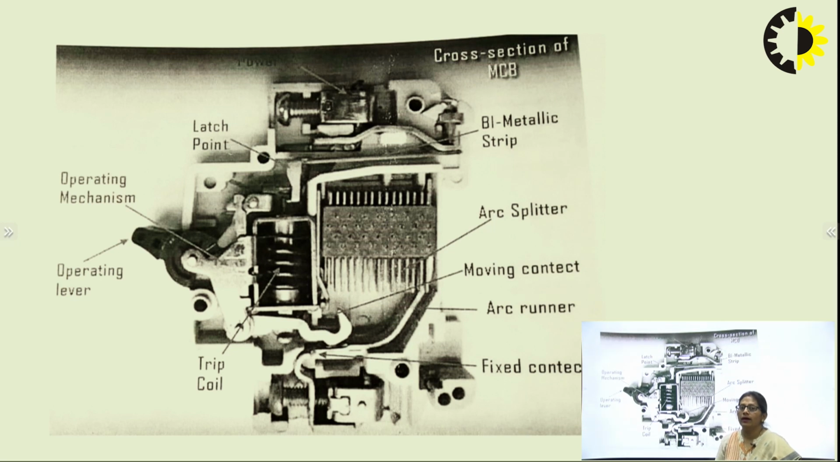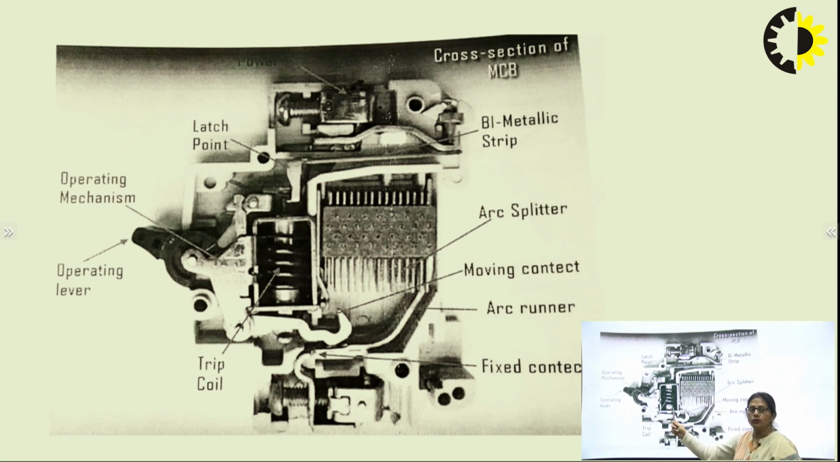In case of overcurrents, in case of faults, if there is some fault occurring, then an MMF is induced in this trip coil. Because of that, this MMF will drive the plunger, which will once again result in the displacement of this latch point. This latch point will make the moving contact move away from the fixed contact to release the tension. So in both cases, whether overcurrent or overvoltage, the protection would be provided either with the help of the bimetallic strip or with the help of the trip coil.